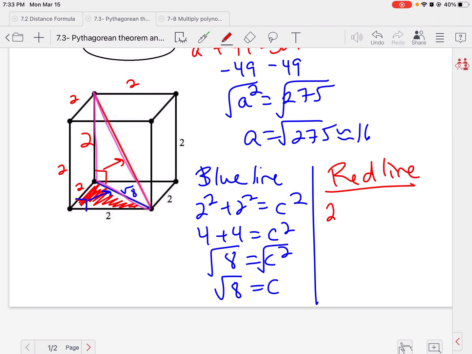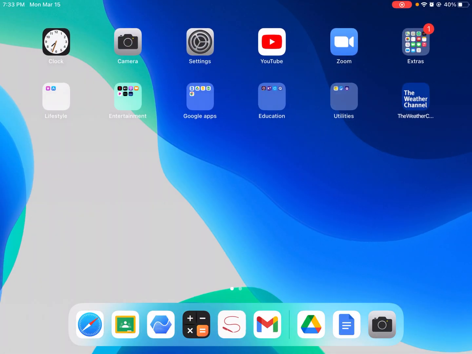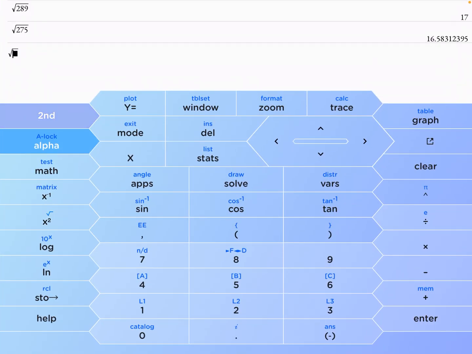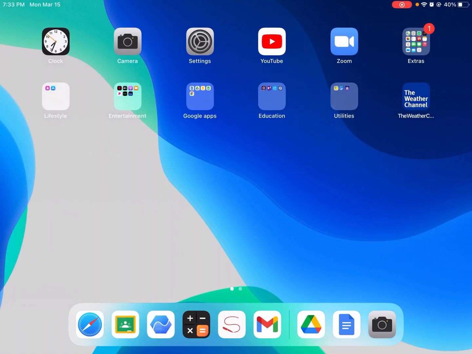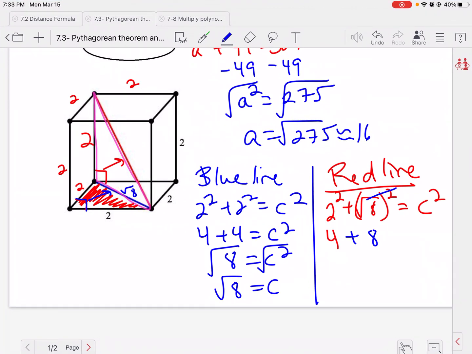So we're going to have 2 squared plus the square root of 8 squared equals C squared. Well, 2 squared is 4. Now, the square root squared just cancels out, so this is just left with 8. If you type that in the calculator, you would get that as well. If I typed in the square root of 8 times the square root of 8, sometimes you have to shove it over so it doesn't end up below like that one just did. It depends on the calculator you're using. We get 8 out. So if you're ever not sure, you can always type it in the calculator to double check.